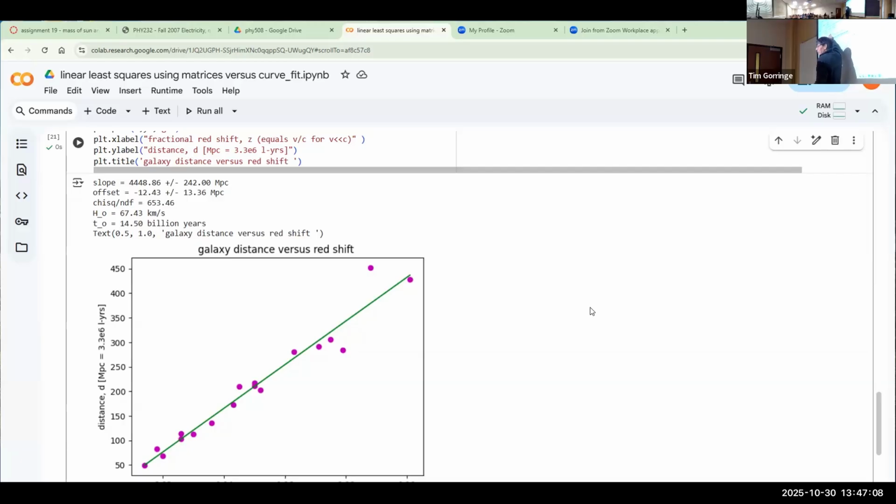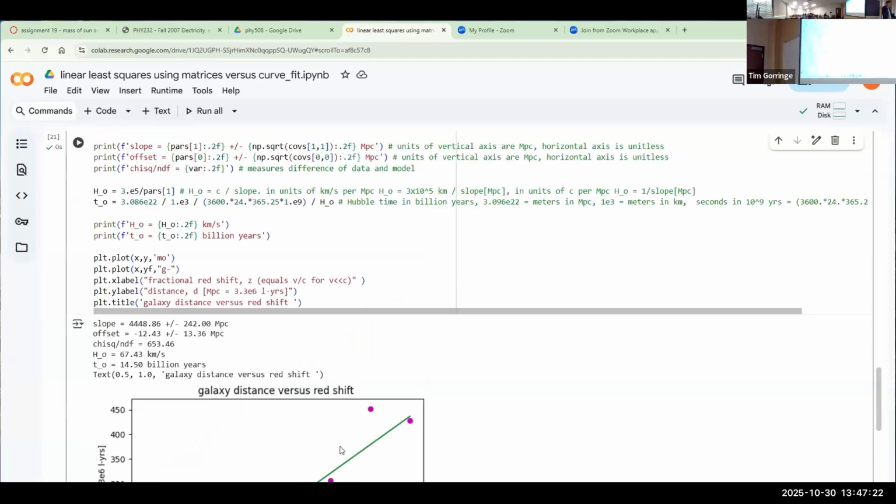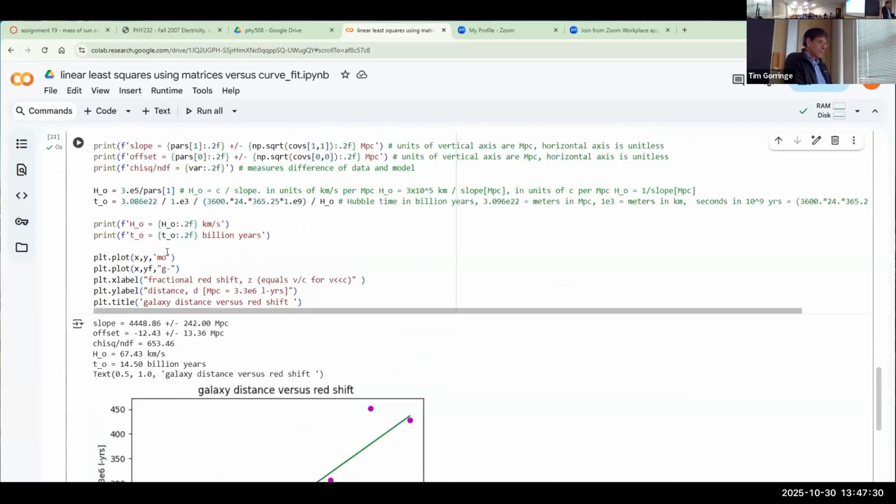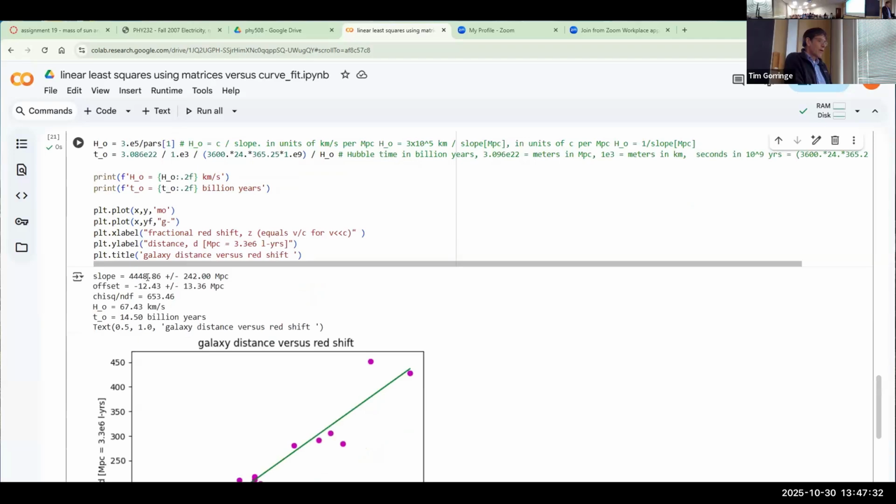Again, the units here should be kilometers per second per megaparsec. And here's the age of the universe that I've extracted. We might compare those with our own hand calculation. And I think they're essentially the same. Look, the slope, 4448.86. And 4448.86.